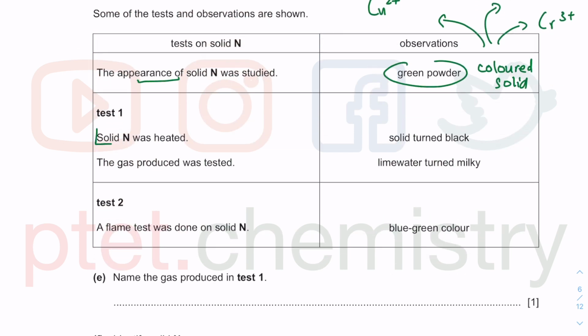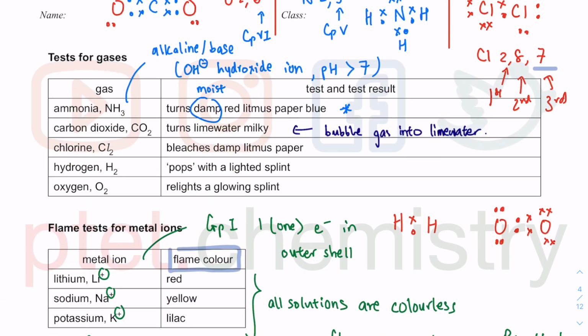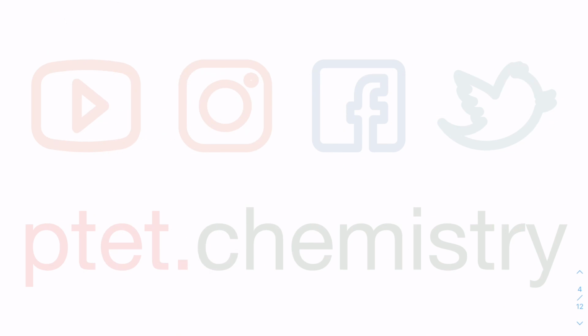Now you heat the solid and you get a gas. When you get a gas, you have to have the test, the result, and then the identity. So they have only talked about the lime water. Lime water turned milky. This is the test for carbon dioxide, as it was also given in the table of tests for gases. Turns lime water milky by bubbling the gas into lime water. The lime water turns milky or cloudy or white precipitate. There's carbon dioxide, CO2 present there.